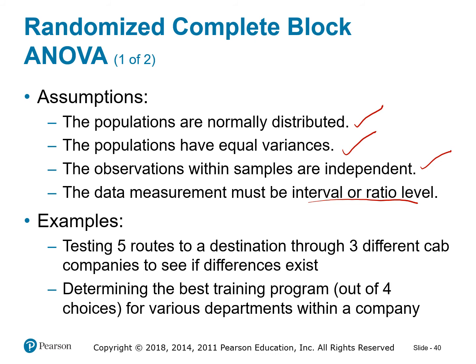So suppose you want to test 5 routes through 3 different cab companies and see if a difference exists. You can't control which cab company you're getting. You're going to determine maybe the best training program out of 4 choices for various departments in the company. You can't choose who's going to go to which training program. There's a lot of non-choice in a block.